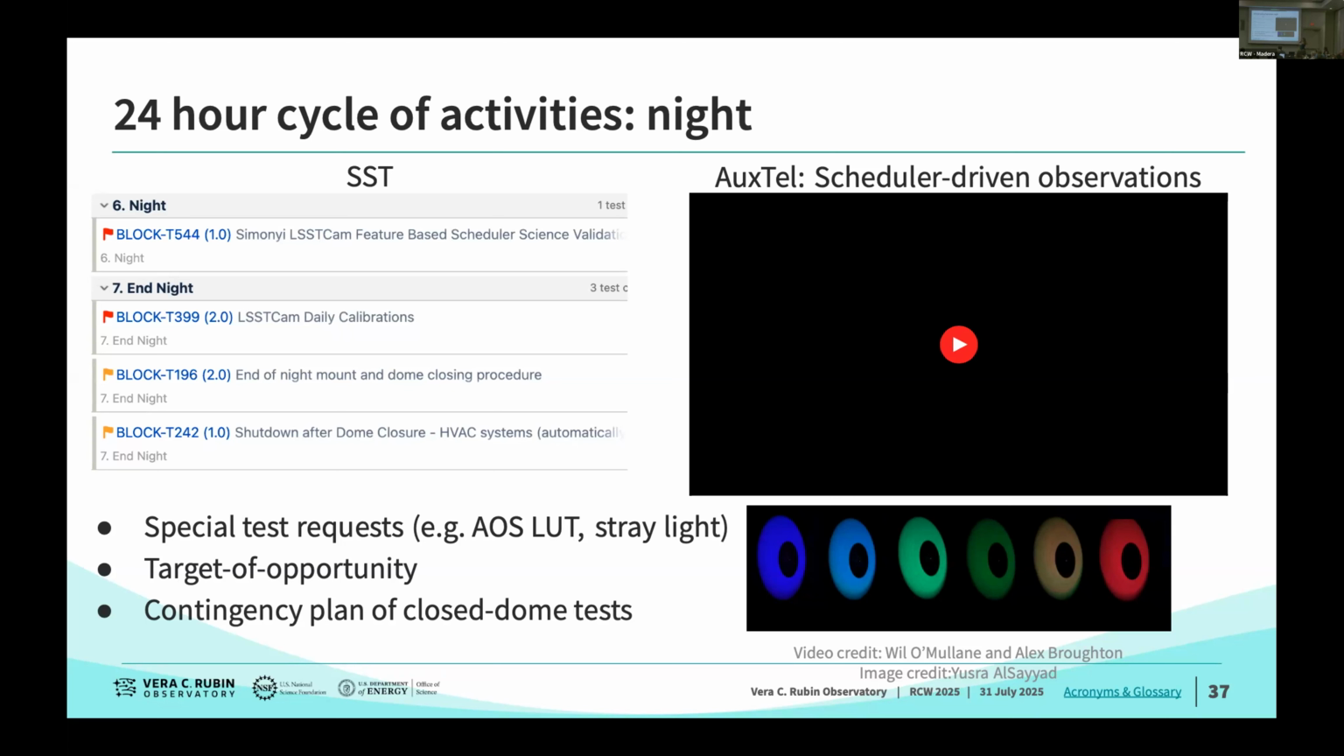And so the time lapse that was playing was just showing that both telescopes are simultaneously observing at nighttime. And then the bottom right-hand figure is the calibration screen lit up in a combination of the 4 different LEDs.